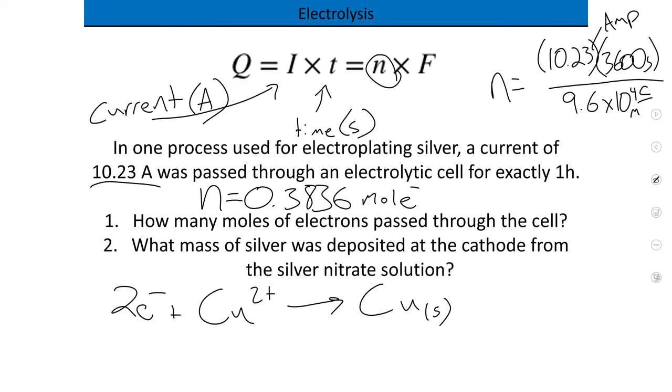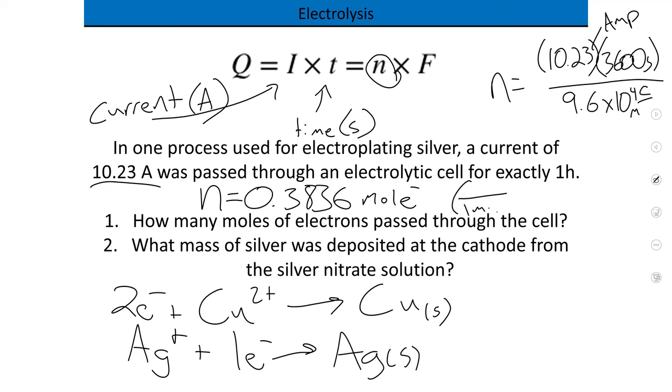If it's silver, silver is only ever present at the plus one when it's an ion. Okay. So silver plus one electron makes silver metal. In which case, that makes this step really easy, right? We know it's one to one. We can just say, for every one mole of electrons, that's one mole of silver deposited. And if we want a mass, like for question two, then we just use the atomic mass. Atomic mass of silver is 107, I think.